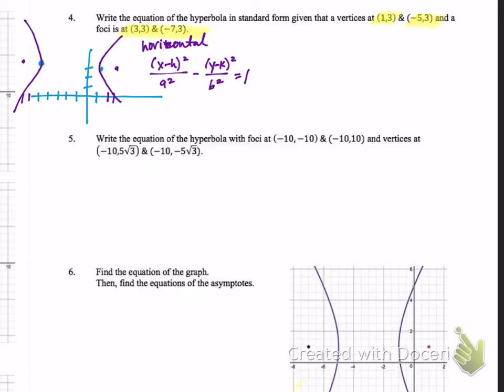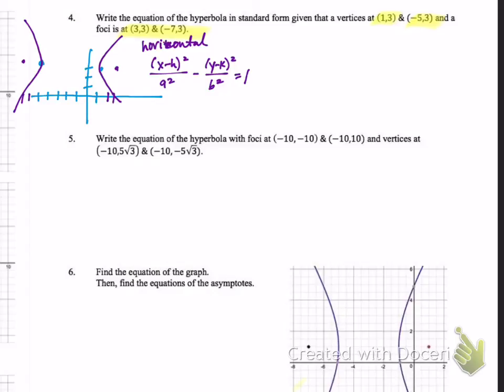Wait, how did you know it was horizontal? Because when I drew my picture, everything was on the same y-axis. So if my foci and my vertices are on the same y-axis, it's horizontal. And if they were on the same axis, then they would be up and down, which would mean that it's vertical.